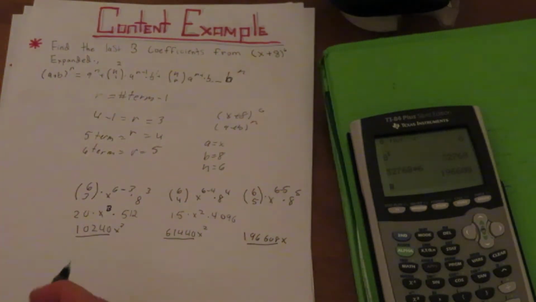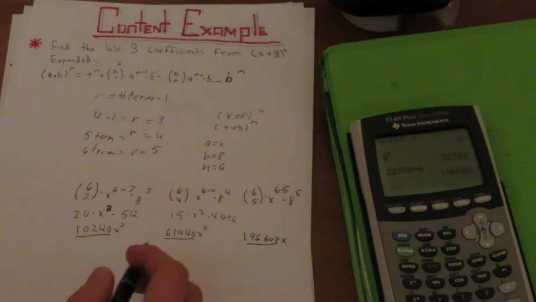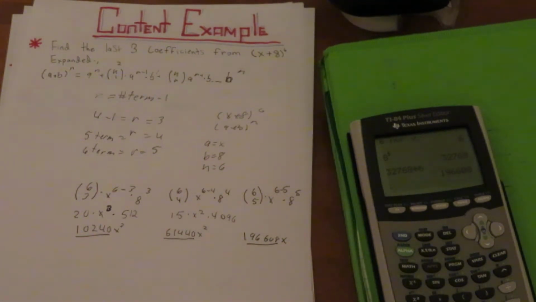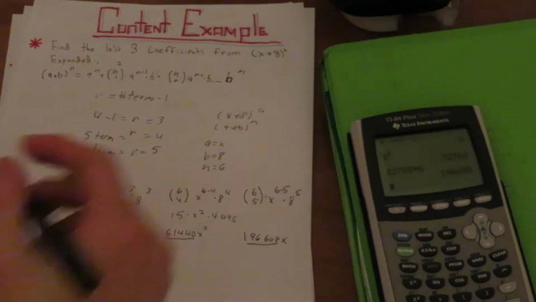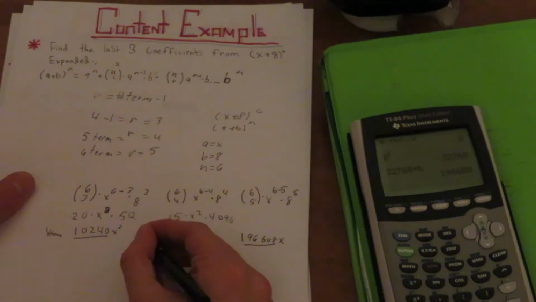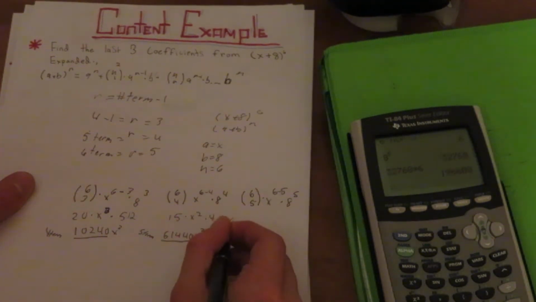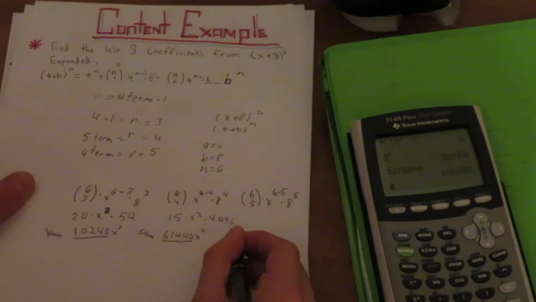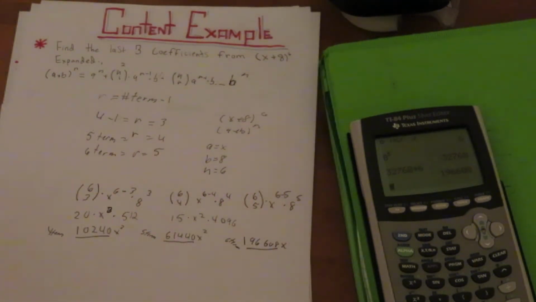10,240 for the fourth term, 61,440 for the fifth term, and 196,608 for the sixth term. So I'm gonna write that right here: fourth term, fifth term, sixth term, because those are the last 3 terms with coefficients. So that is the first problem done.